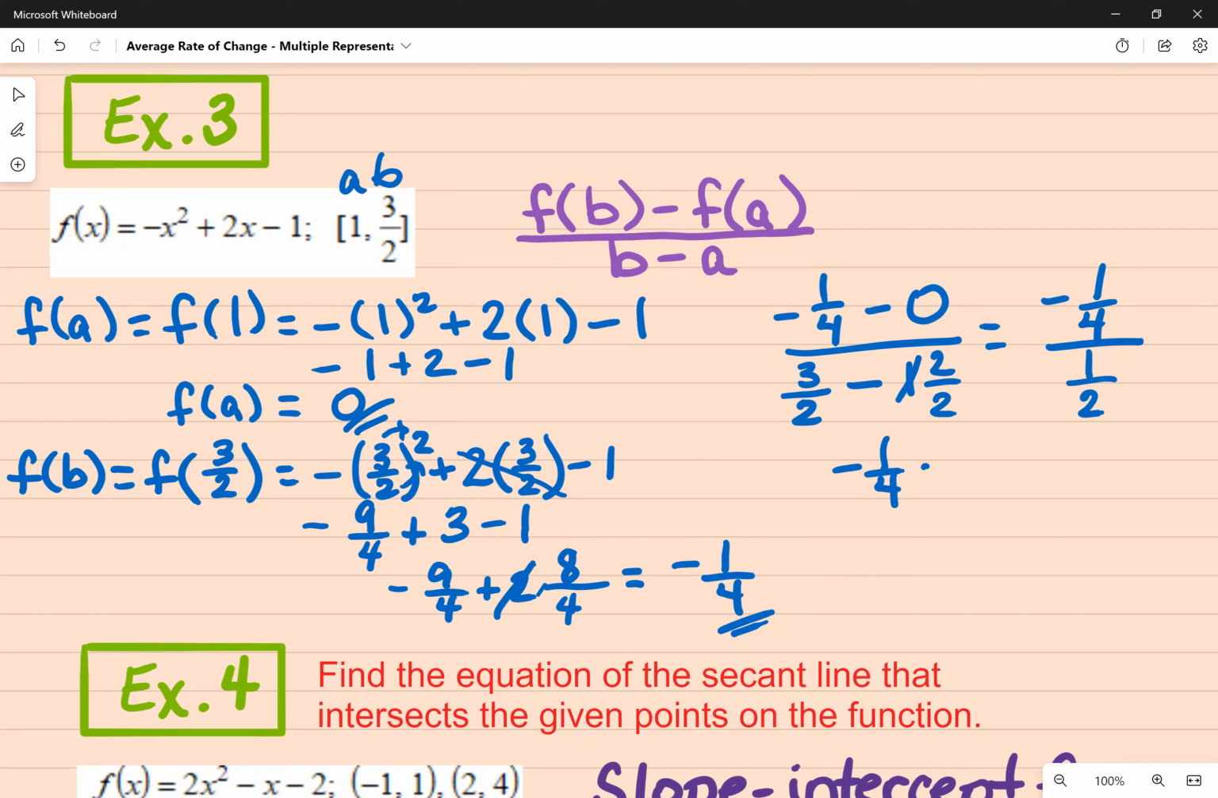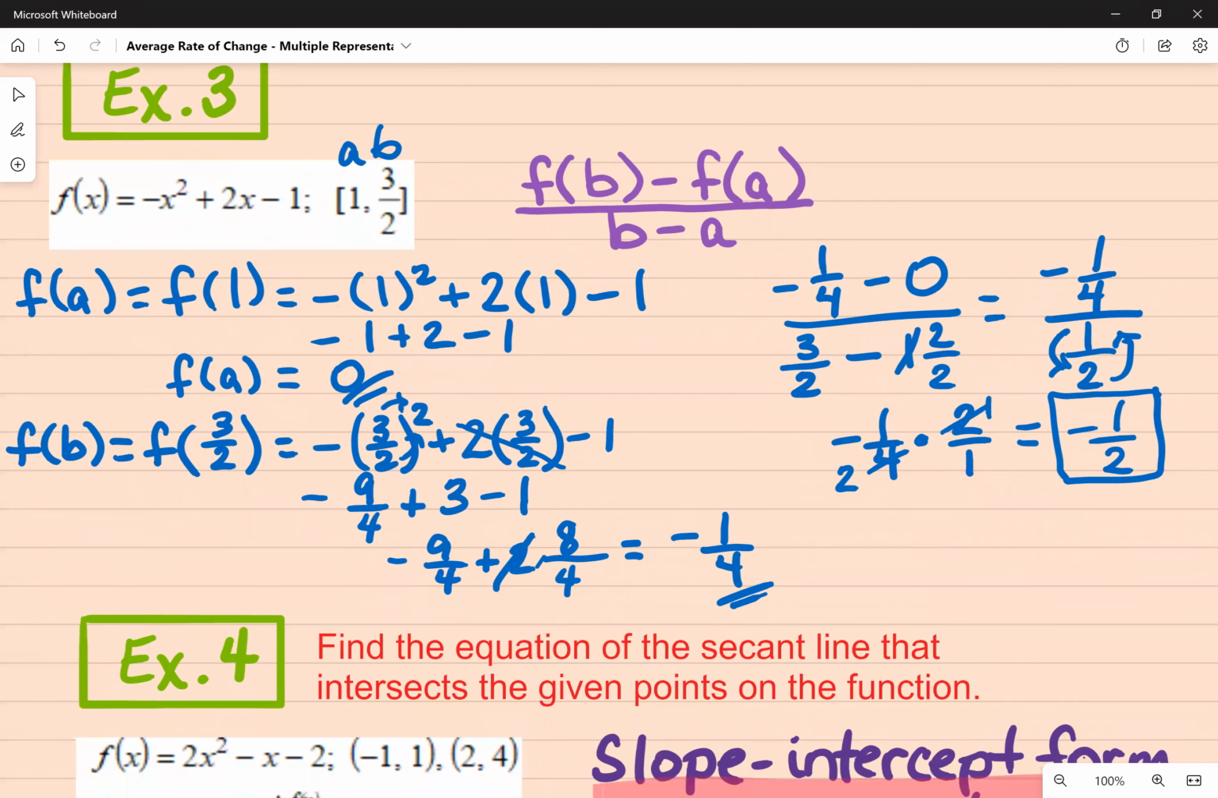So negative 4 times reciprocal just means I'm going to switch my denominator and my numerator. And so now I have 2 over 1. And then what I do is I can just multiply across, or I can cross simplify. So I know that 4 can be divided by 2, which leaves me with the 2 here. And 2 divided by 2 is simply 1. Negative 1 times 1 is negative 1. And then 2 times 1 is 2. So this is my actual answer, my average rate of change.